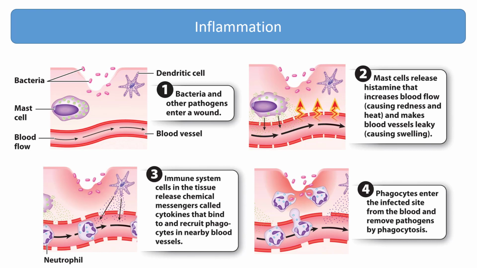Vasodilation causes the characteristic redness and heat of inflammation. Histamine also increases the permeability of the blood vessel wall. Fluid leaks out of the blood vessel, carrying white blood cells into the damaged tissue. The increased fluid in the tissue surrounding the blood vessels is visible as swelling. Some chemical messengers also act directly on nerve fibers, causing pain.